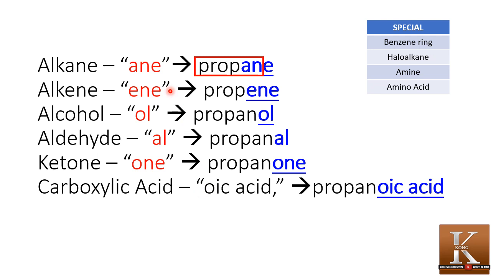Okay, so just now I mentioned there are a few general or common steps to name a compound. For example, alkane, A-N-E. Alkene, E-N-E. And then alcohol, OL. So propane, still the same, P-R-O-P-A-N, keep it, and then change to OL. Aldehyde, keep it, change to AL, propanal. Ketone, change to ONE, okay? So propanone. Same for carboxylic acid. Propane remains, change to OIC acid. But for benzene ring, haloalkane, amine, or amino acid, there are different ways to name it. So this one we have to learn separately.